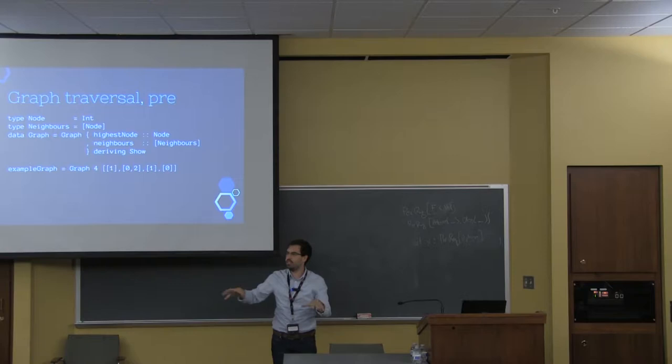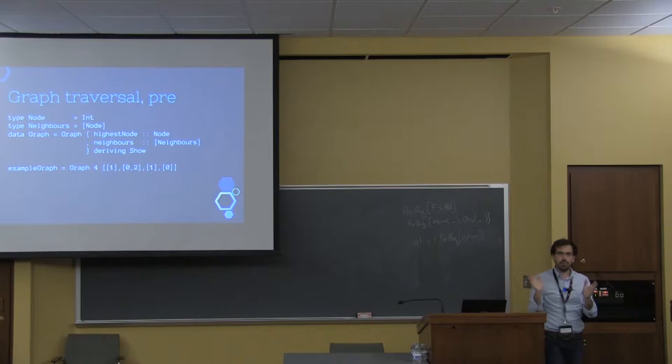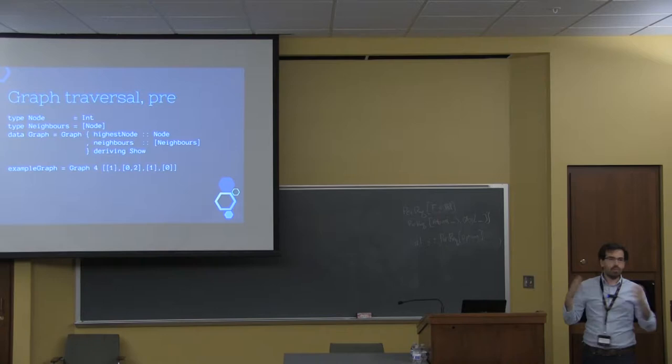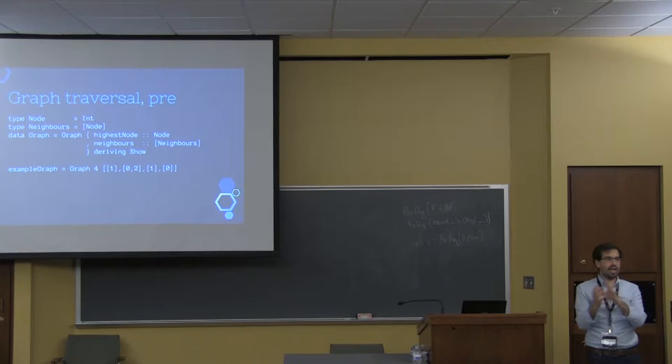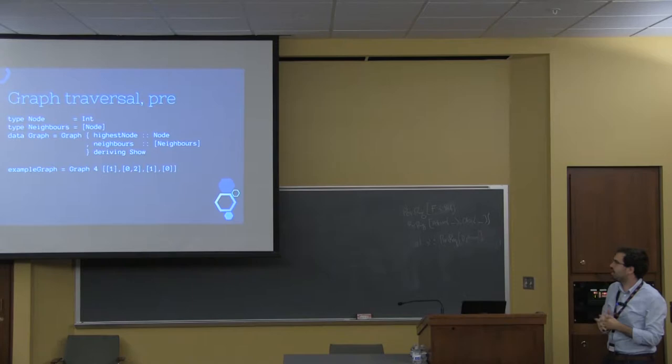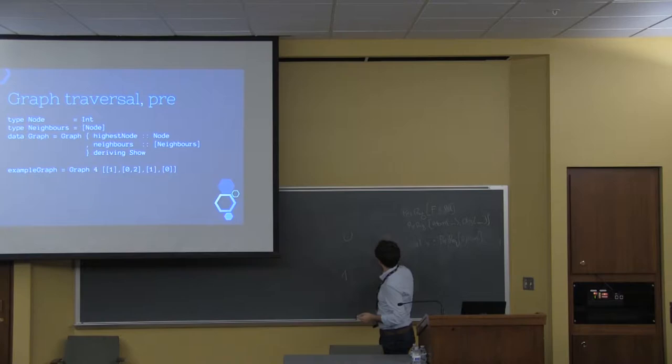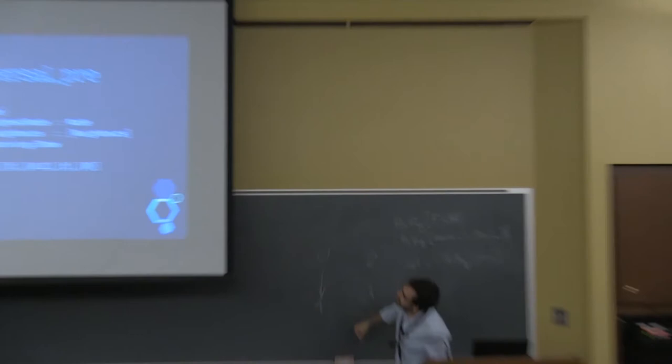To make the thing simple, I'm not really using a lot of new types and a lot of type trickery. Just nodes are going to be represented by ints, and a graph is going to be represented by a list of nodes, so that the list at position n gives you the neighbors of this nth node in the graph. So for example, the graph there would look like four things, 0, 1, 2, and 3, and the first node will have an arrow to 1, and the second to 0, and 2, and so on.